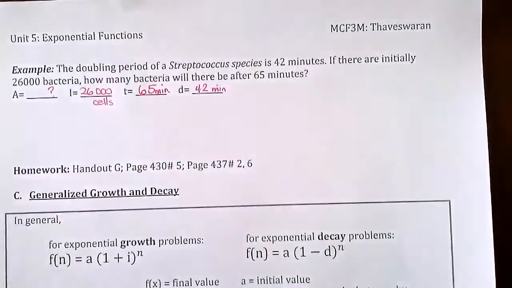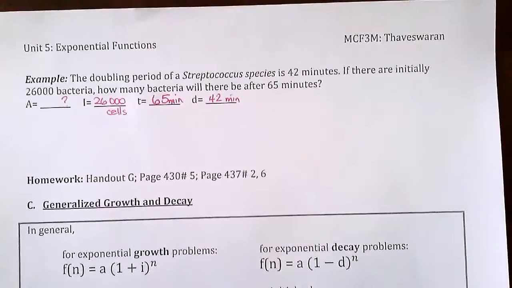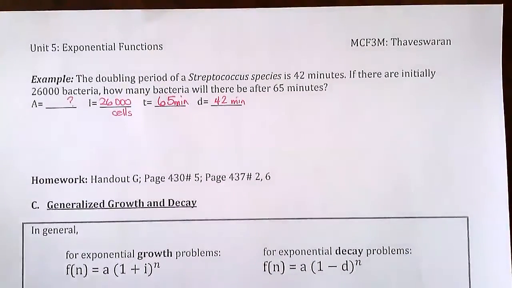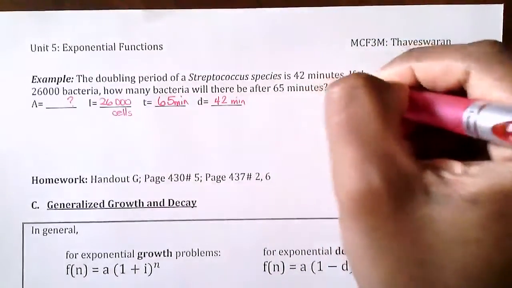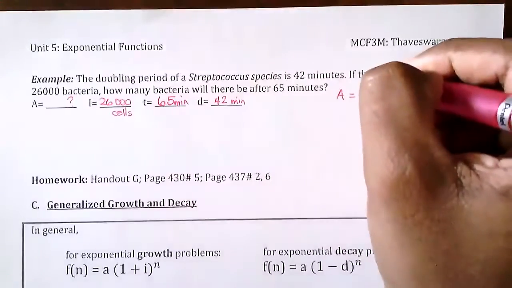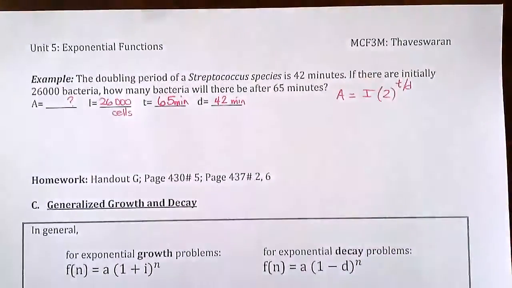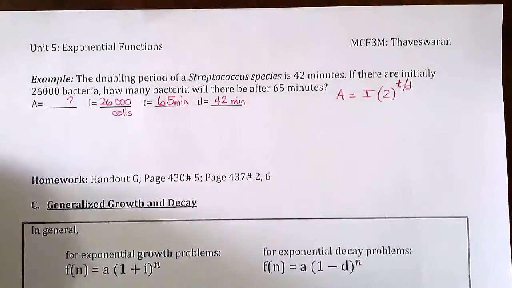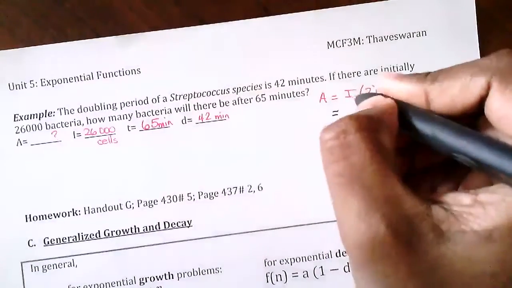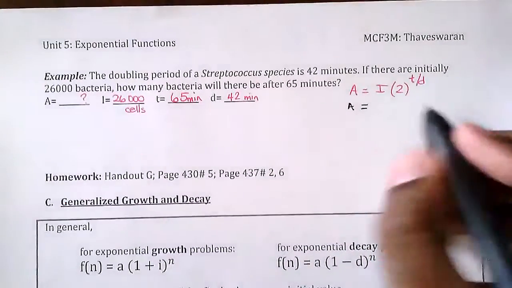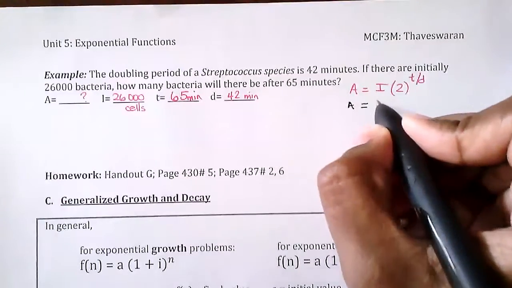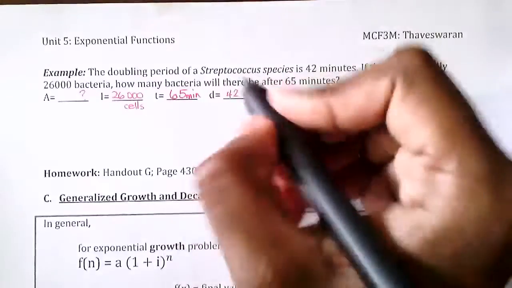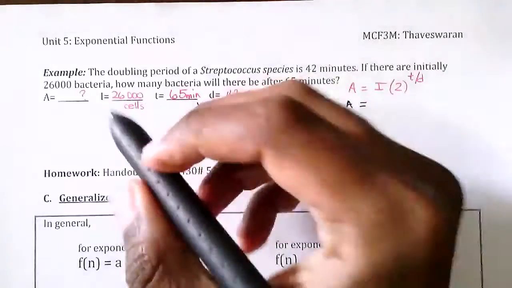So again, we're solving for A in this case. So let's write down this equation. So A is equal to I to T over D. Once you write it down, start filling in the information that you've been given. So here, we're solving for A, so we're going to leave that blank. The initial amount is 26,000, but before I put it in, I'm going to make sure the units are the same. So these are both minutes, so they're good.